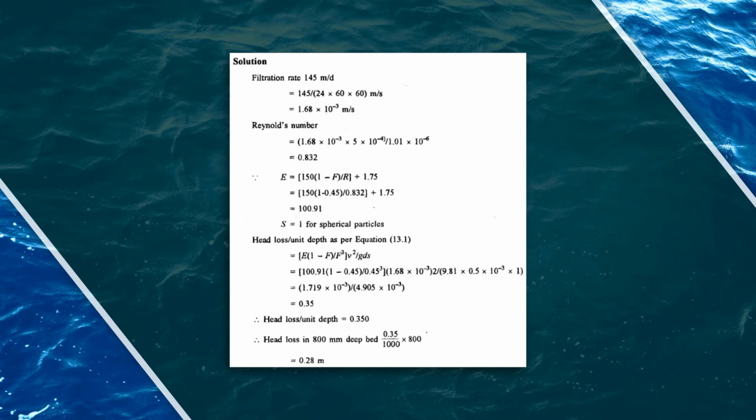Here the particle shape is spherical, so ψ is equal to 1. So put all the values in the formula. Head loss per unit depth is equal to E(1 − f)/f³ × v²/(g·d). Put all the values here. So head loss per unit depth comes to 0.35. So head loss in the 800 mm depth bed, the total head loss, comes to 0.28 meter.